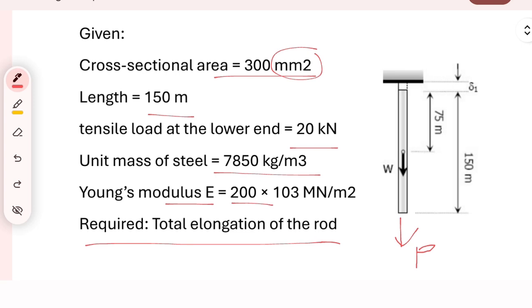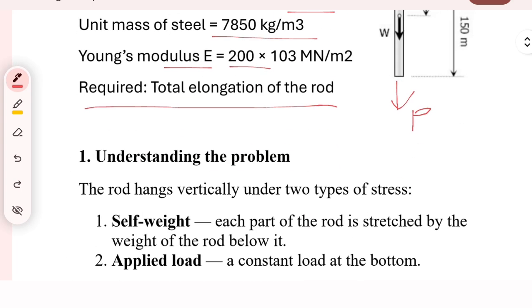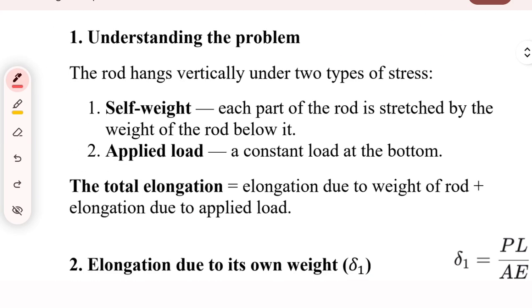How? Because the rod, of course, is elongated due to the application of the forces. And what are those forces? We have the weight and the force P. So, understanding the problem, we have a rod that hangs vertically under two types of stress. The stress that is caused by the weight of the rod itself, so we call it the self-weight. Each part of the rod is stretched by the weight of the rod below it. And the next stress is caused by the applied load, the constant load P at the bottom.